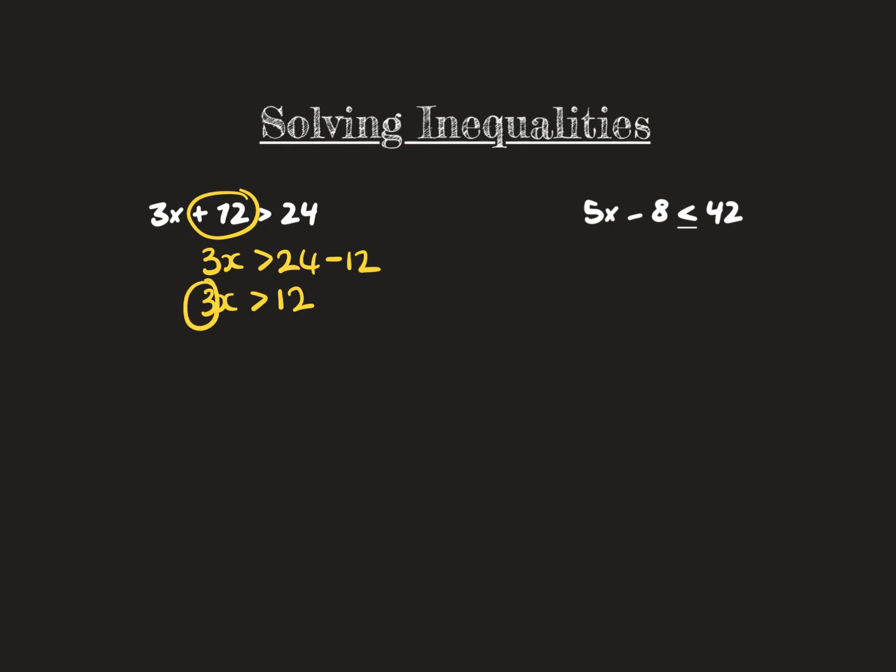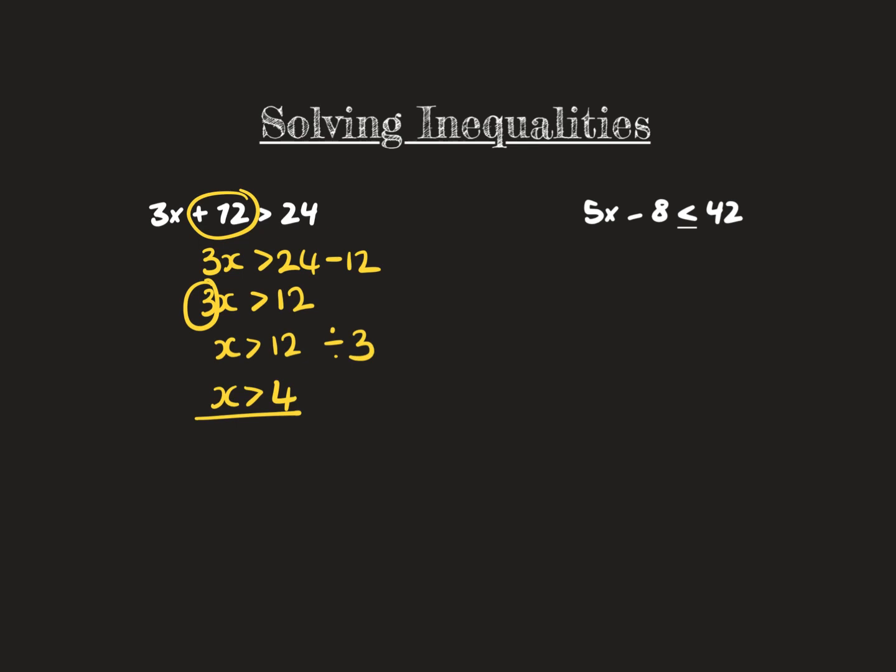Now we want to remove this 3 to the other side. A number beside a letter in algebra means we're multiplying. So when I bring that 3 across, I'm going to need to divide. So x is greater than 12, and this time we're going to divide by 3. So that means that x is greater than 12 divided by 3, which is 4. So there's your final answer. x is greater than 4. And you have solved the inequality.